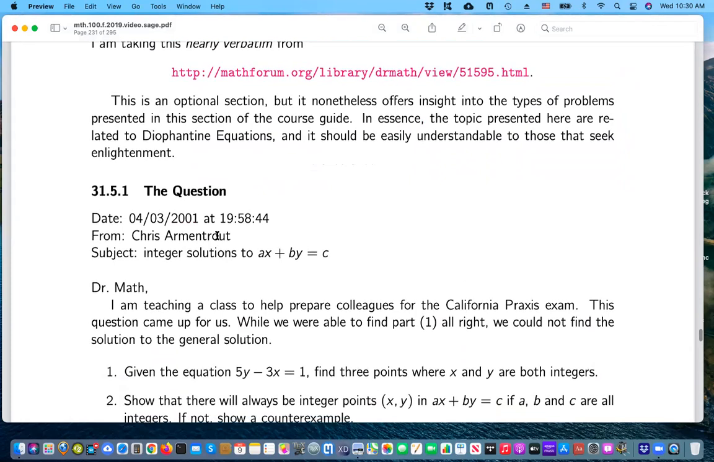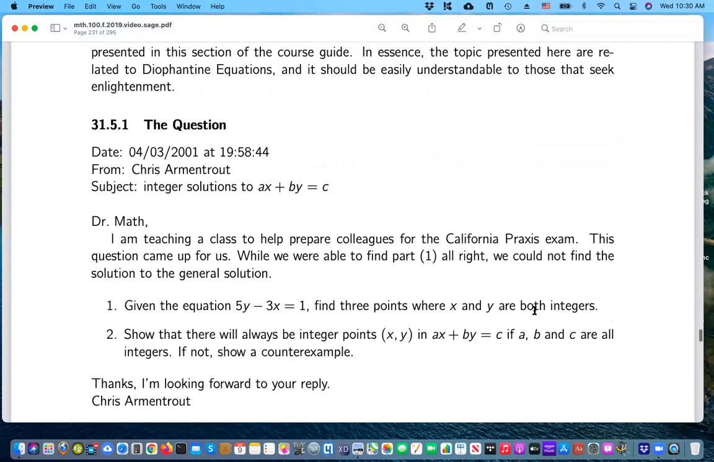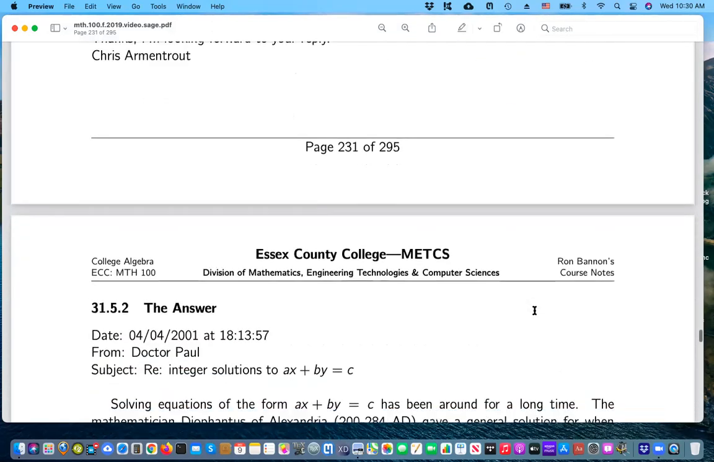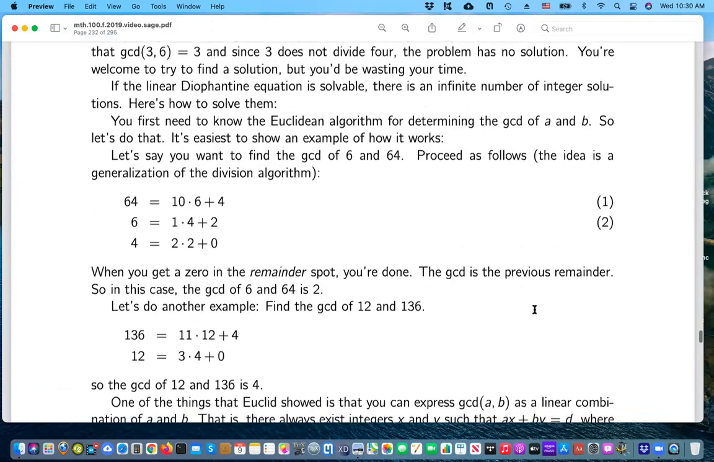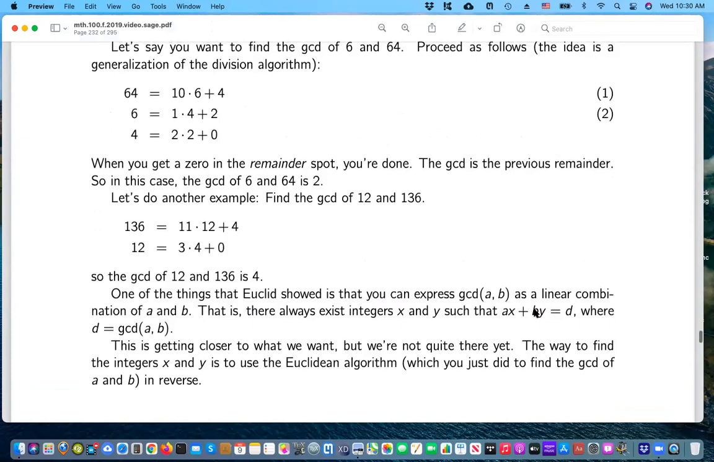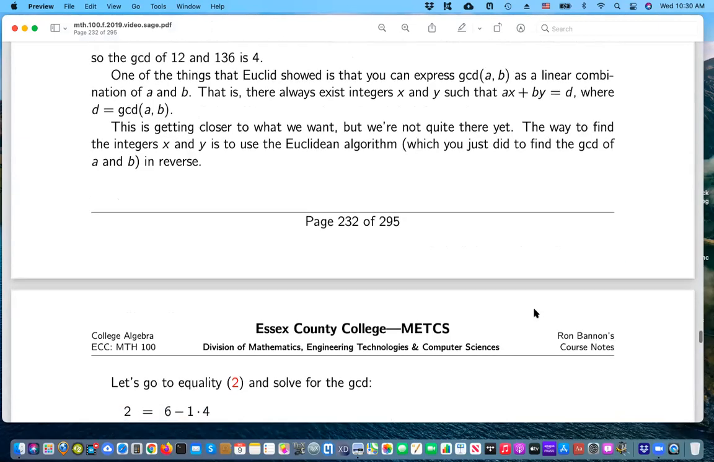It was a question from this guy over here, Chris, and he asked about integer solutions to the equation ax plus by equals c. And he's asking Dr. Math, and Dr. Math answers the question nicely too, by the way. If you want to read through that, you can. If you read through that and you're glazing over, you really have to start thinking about doing something different. We're not looking for you to glaze over.